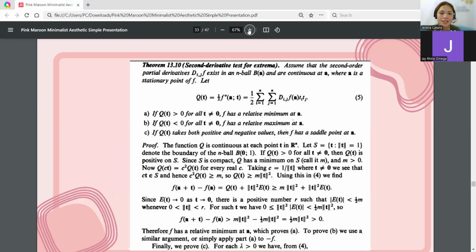This is theorem 13.10, the second derivative test for extrema. Assume that the second-order partial derivatives D sub i j f exist in an n-ball B of a and are continuous at a, where a is a stationary point of f. Let this be as given, and we also have parts a, b, and c here. Read it from a, b, and c.